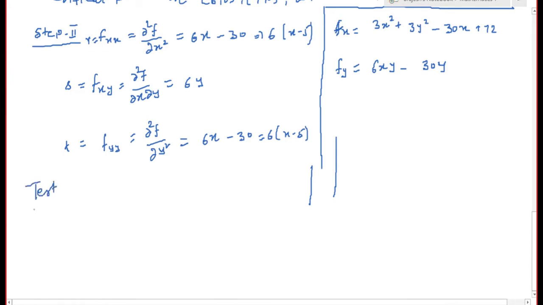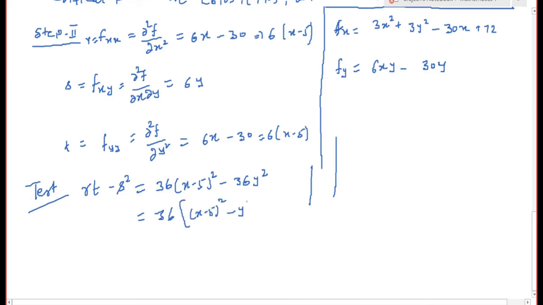Once we talk about the test, we require RT minus S square. R is 6 into x minus 5, and T is also 6 into x minus 5. So it is going to be 36 into x minus 5 square, and S square is 36 y square. So we can write it as 36 times x minus 5 square minus y square. This is your RT minus S square.